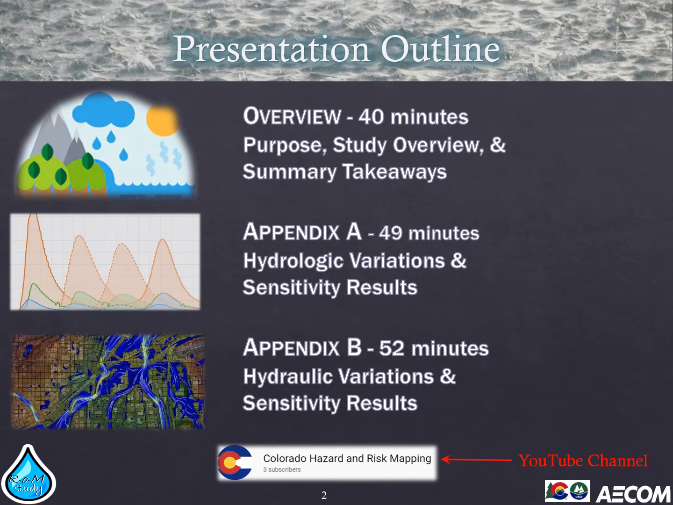The deliverable for this effort was a recorded 3-part series totaling 2 hours and 21 minutes, with this session being an overview to cover the project purpose, background, process, and findings. Now the process and inputs are further detailed in the appendices along with a narrated review of the data and charts and graphs. Appendix A covers hydrologic variations, or changes in the way that precipitation was applied to the model. Appendix B covers hydraulic variations, or changes in the way that water flowed through the model. And each of these recordings can be located on CWCB's YouTube channel.